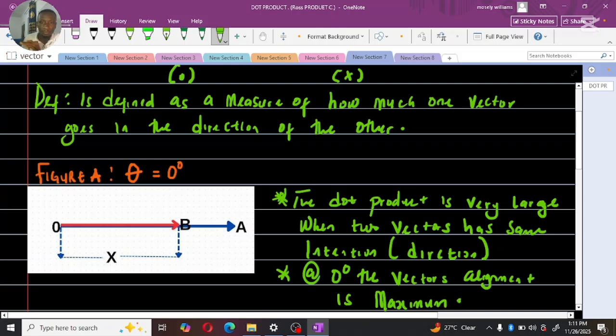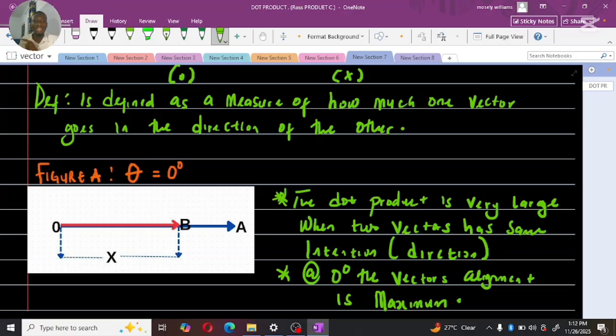Two things we note here. When two vectors move in exactly the same direction, their dot product is very large. And if the angle between the two vectors is 0 degrees, then we say it has maximum alignment. So this is case one.